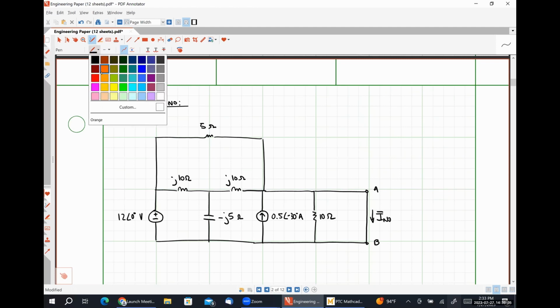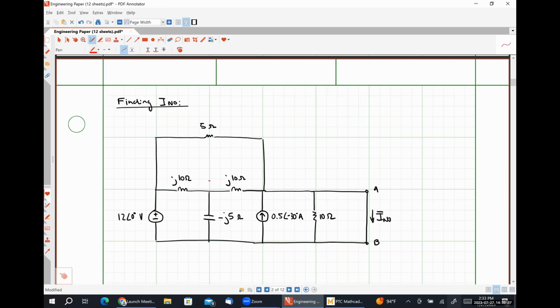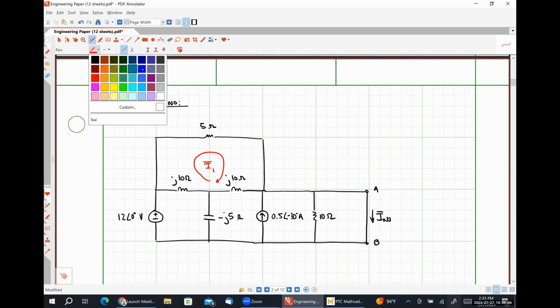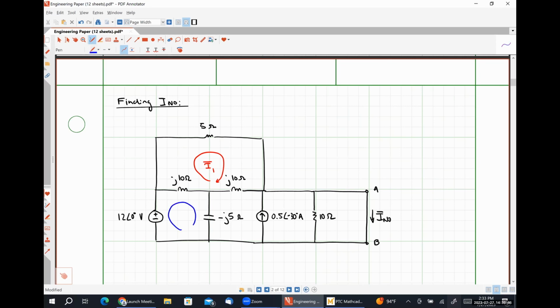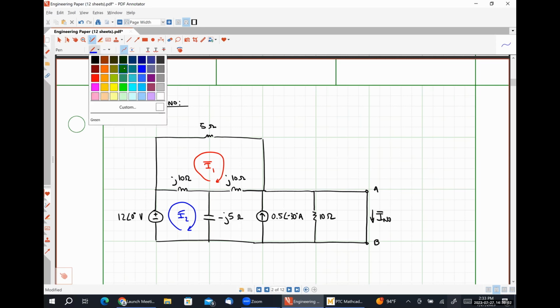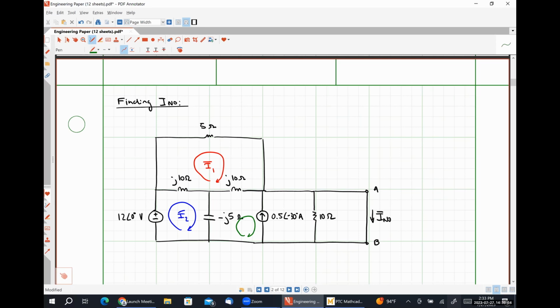So I'm going to label my mesh currents. I'm going to call this mesh current I1. This will be my mesh current I2. This will be my mesh current I3. And then this will be my mesh current I4.